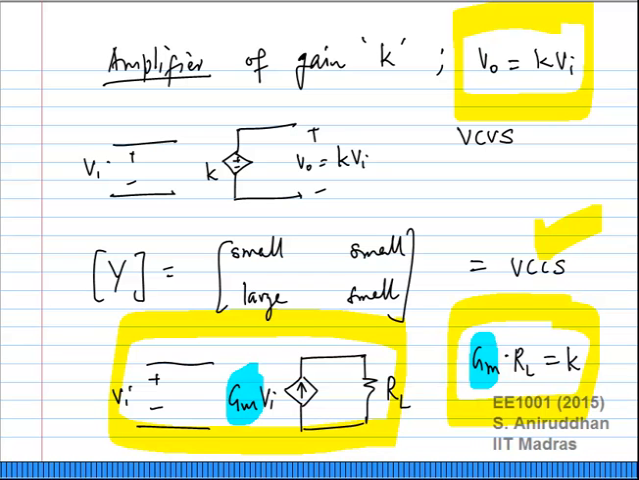Because the first obvious thing which must come to your mind when somebody says build an amplifier of gain K using an element that you already know. If somebody says voltage amplifier, you will just say build a voltage controlled voltage source. Right, that is obvious, of value K. But that is not so easy.